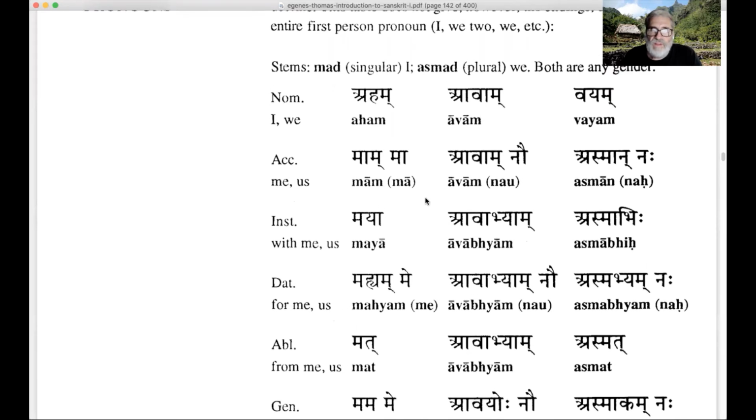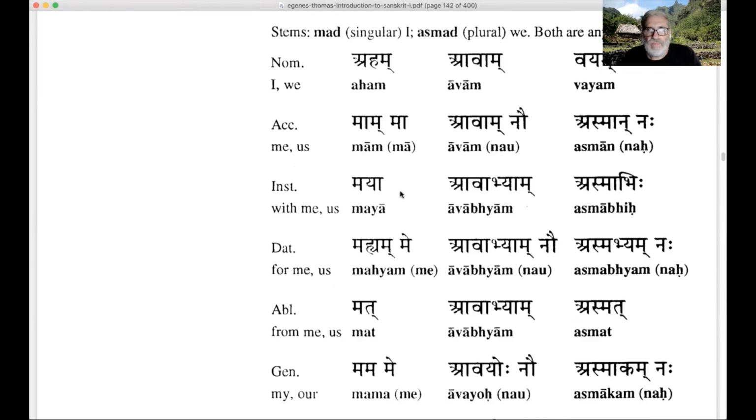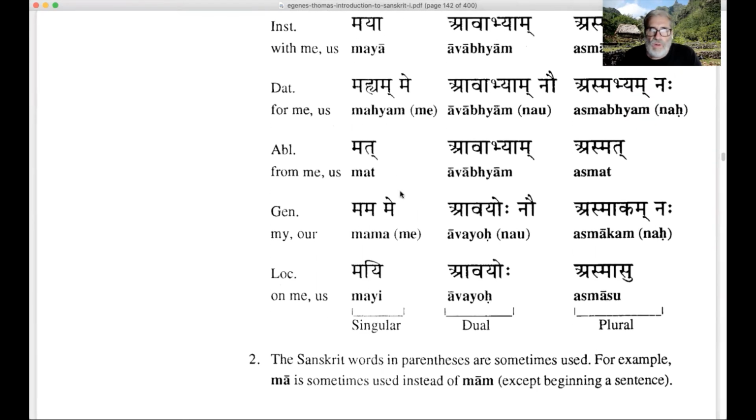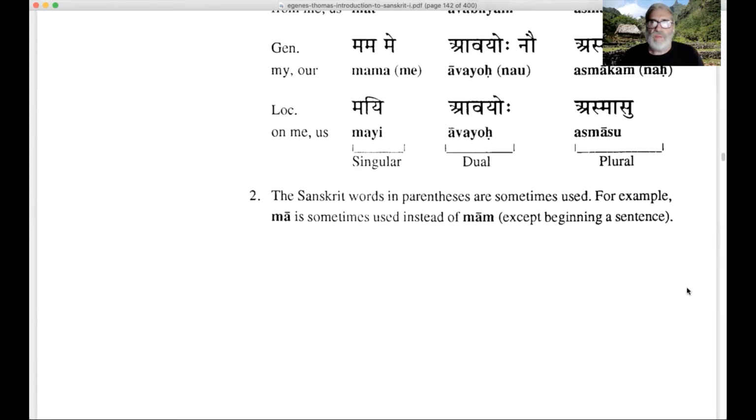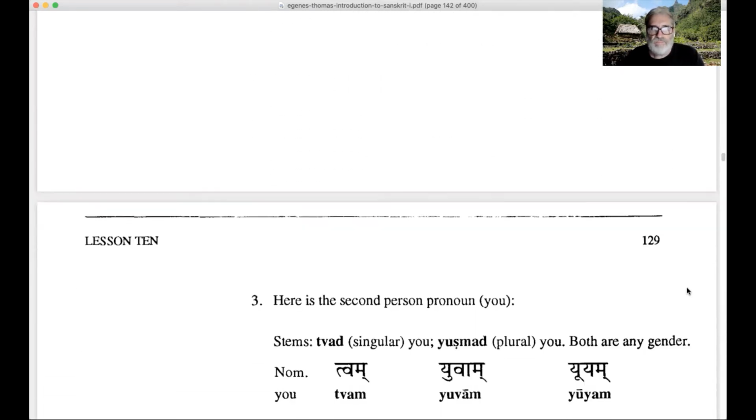Up here we have accusative singular mom, but it can also be ma. For example, ma is sometimes used instead of mom, except at the beginning of a sentence. Normally, if we are beginning a sentence, or using this word the first time, we'll use mom. Then if we have to use it again later in the verse or sentence, we may use ma. That's what he's saying.